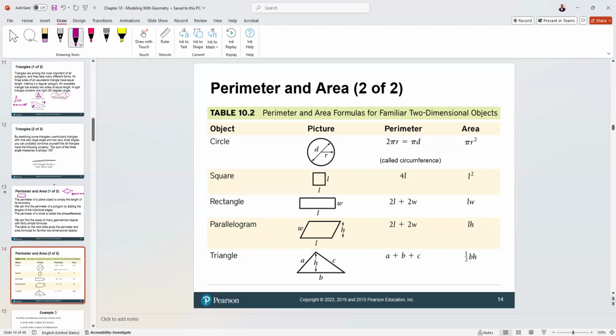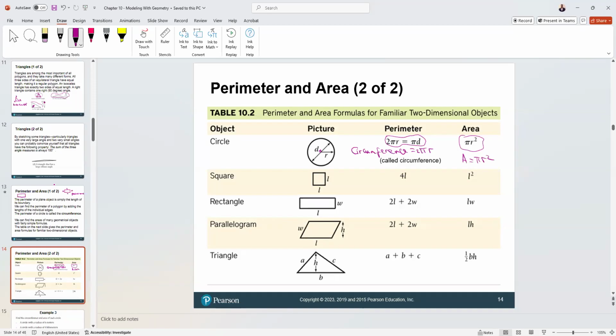Circle, usually, as we said, from the center you can find the radius. But remember, we don't call it perimeter for a circle. We call it circumference. It is 2 pi r. We prefer to use 2 pi r, and the area is pi r squared, so we call it A equals pi r squared.